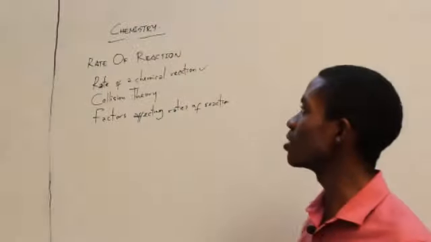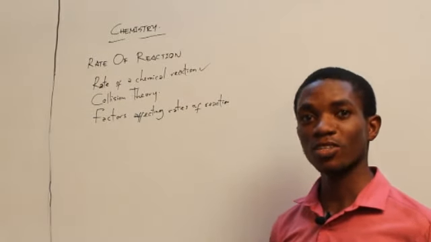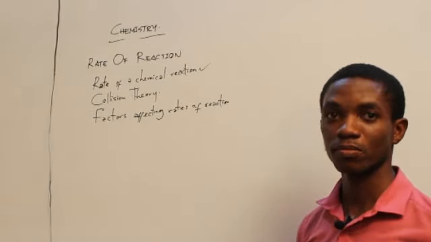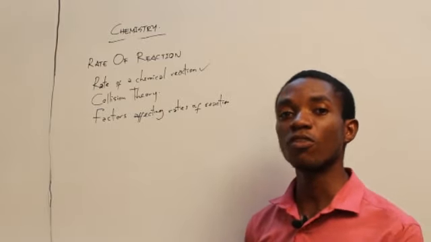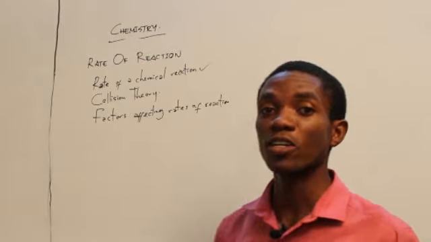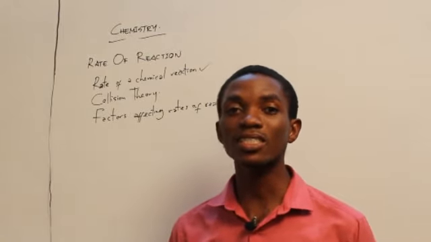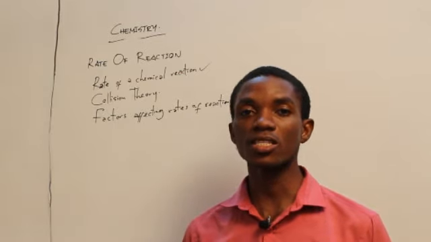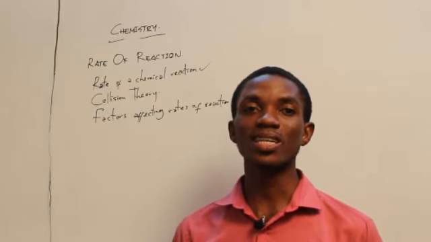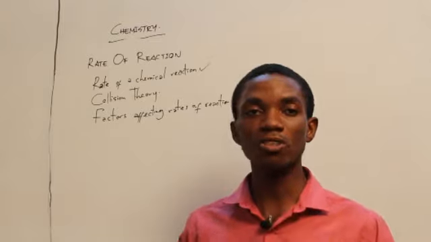So we talked about the rate of chemical reaction. Let's look at the collision theory. The collision theory is a theory that proposes that for any chemical reaction to occur, there must be a certain degree of collision. There must be enough collision that it would initiate an energy which is greater than a certain amount of energy.